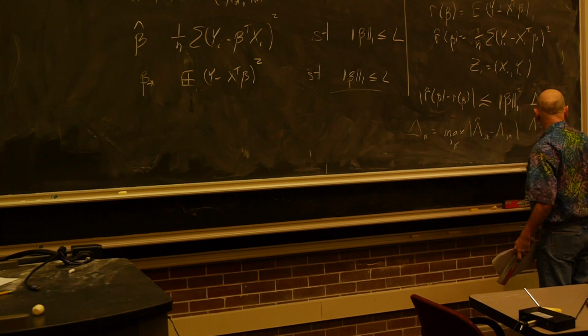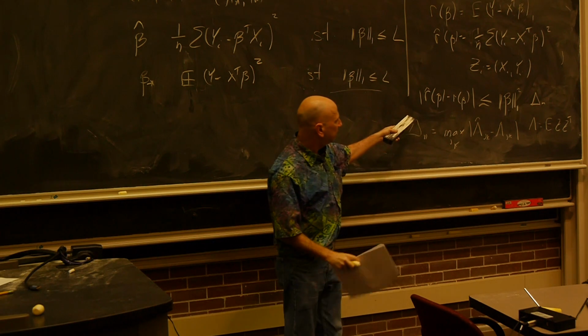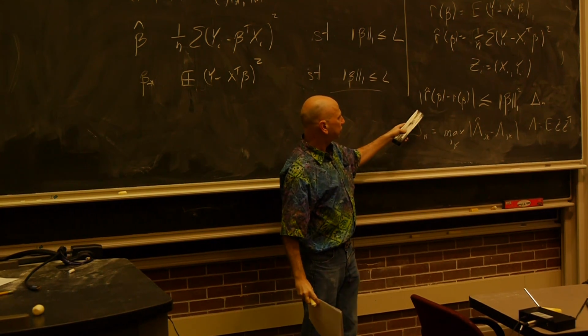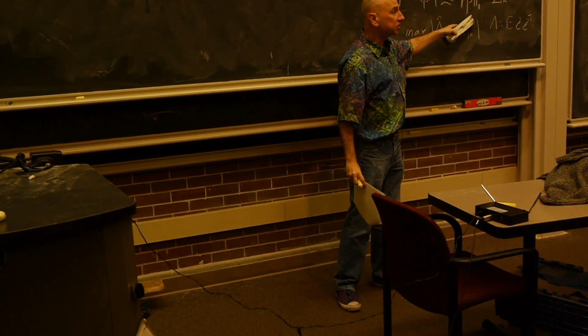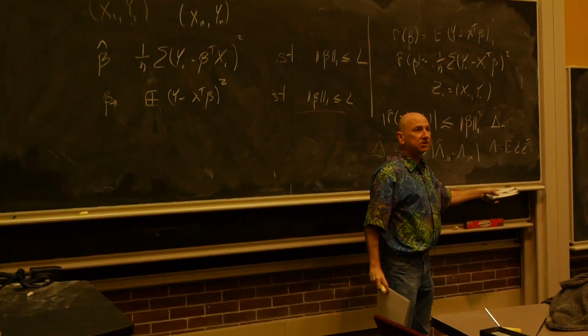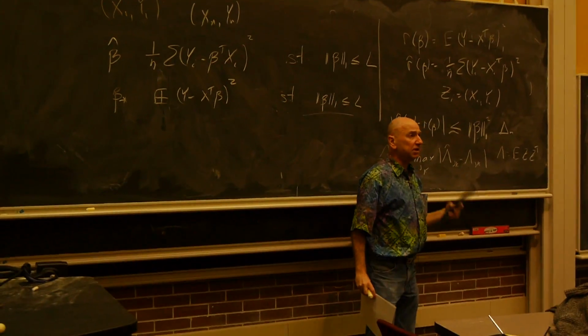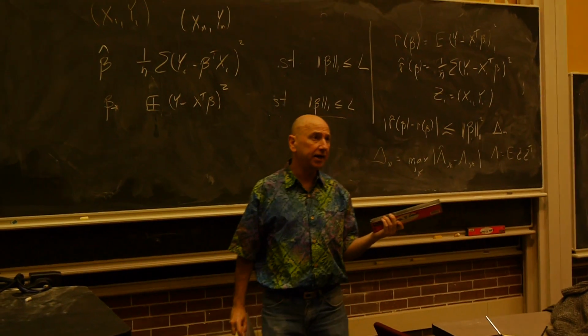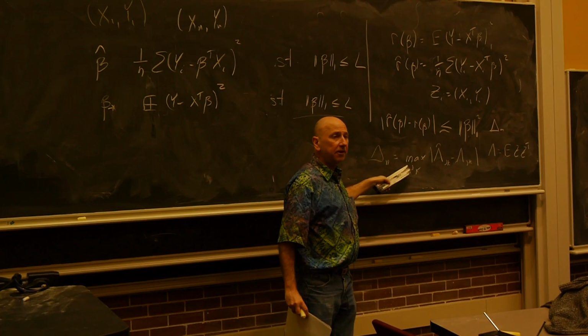Remember, lambda was the expected value of z. In that proof we did on Tuesday, the first step was we just took the difference of these two things and saw this was less than the L1 norm squared times this maximum difference. And this we know we can bound every term by Hoeffding's inequality, and we can bound the maximum by the union bound.